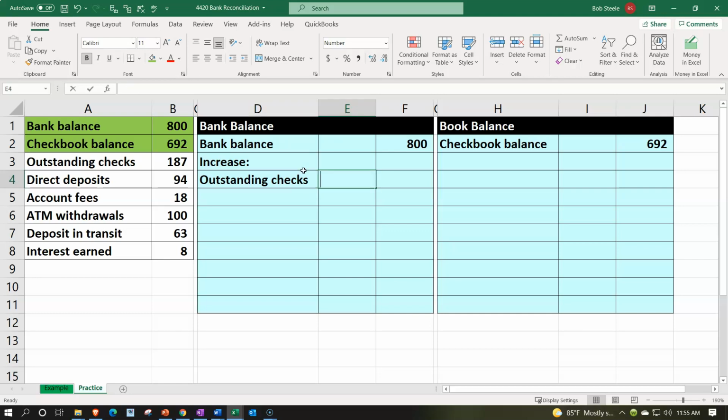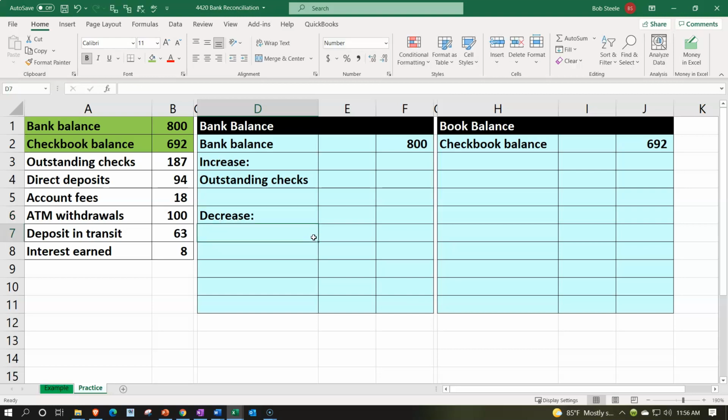So I'm going to say this is going to be an increase of the outstanding checks. I'm sorry, that's actually going to be a decrease. Let's skip a couple cells down here and go down. We're going to go down to line 6. I'm going to bring this down to line 6. This is going to be a decrease.